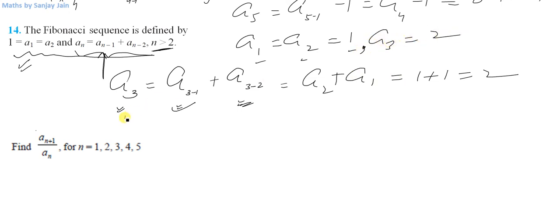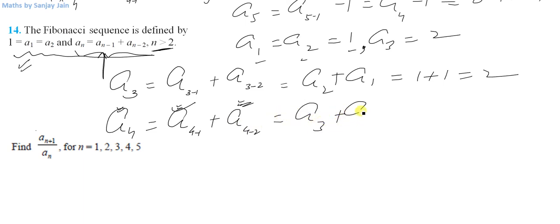What about A4? A4 will be equal to the sum of its two preceding terms, that is A3 and A2. Let me show you why. A4 will be equal to A(4-1) here in the subscript and A(4-2) here. So this is A3 and A2. What is A3? A3 is 2, and A2 and A1 are 1. So 2 plus 1 is equal to 3.